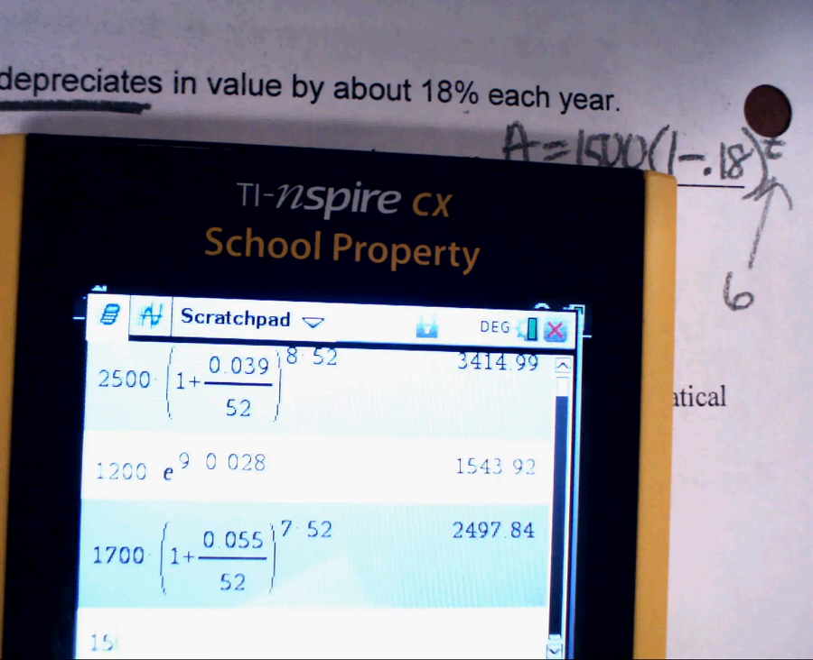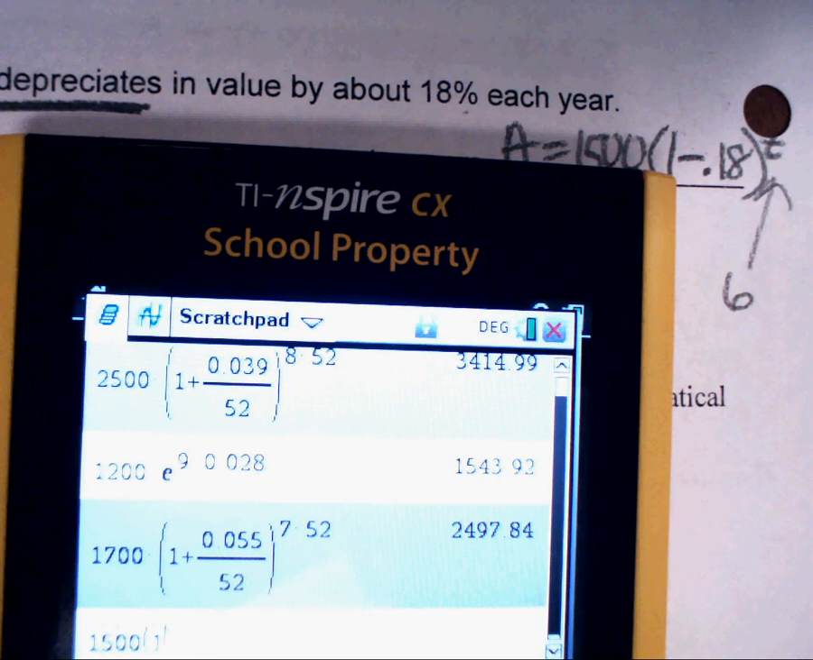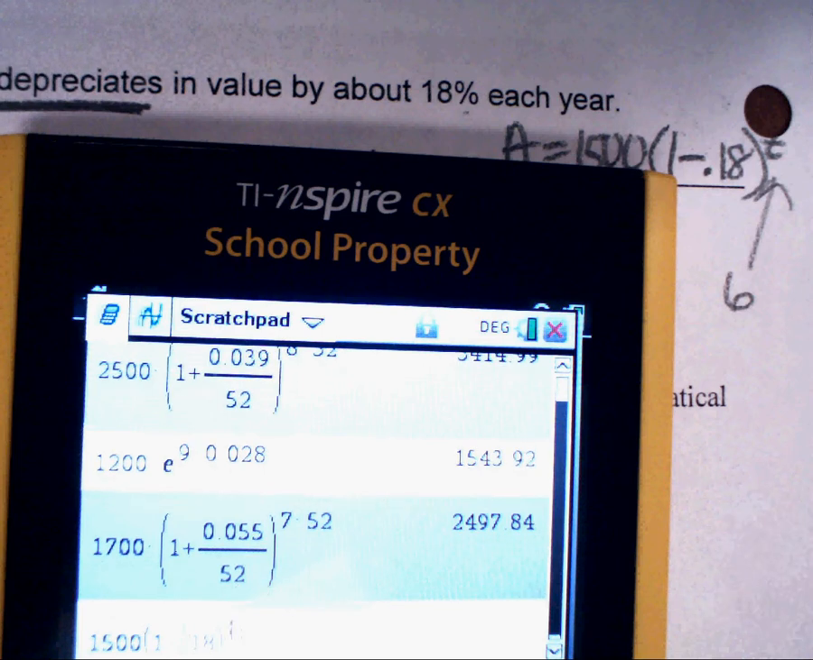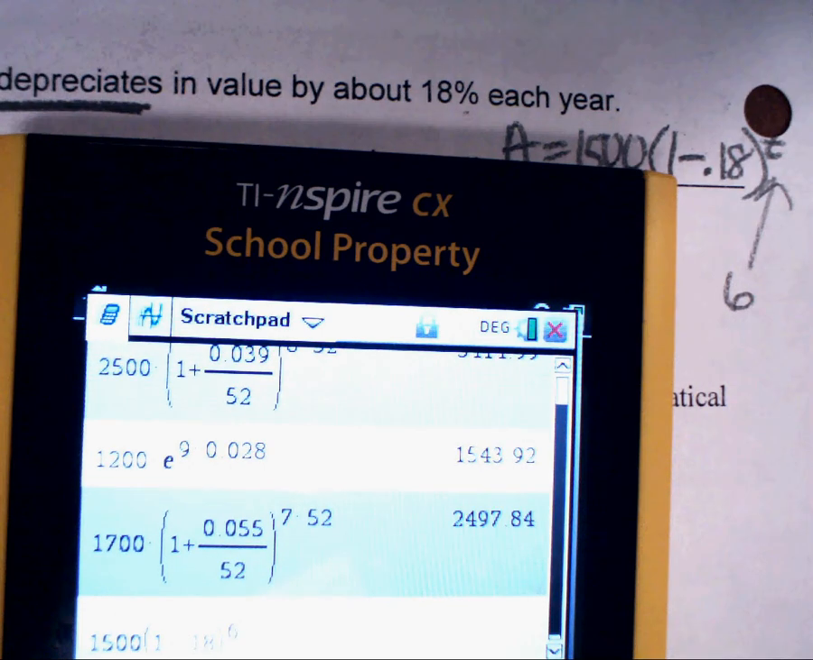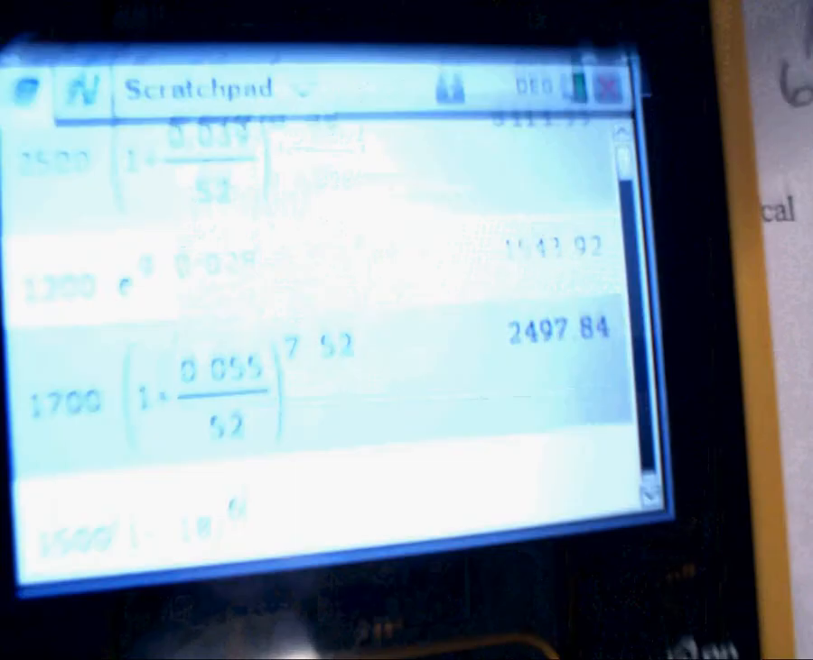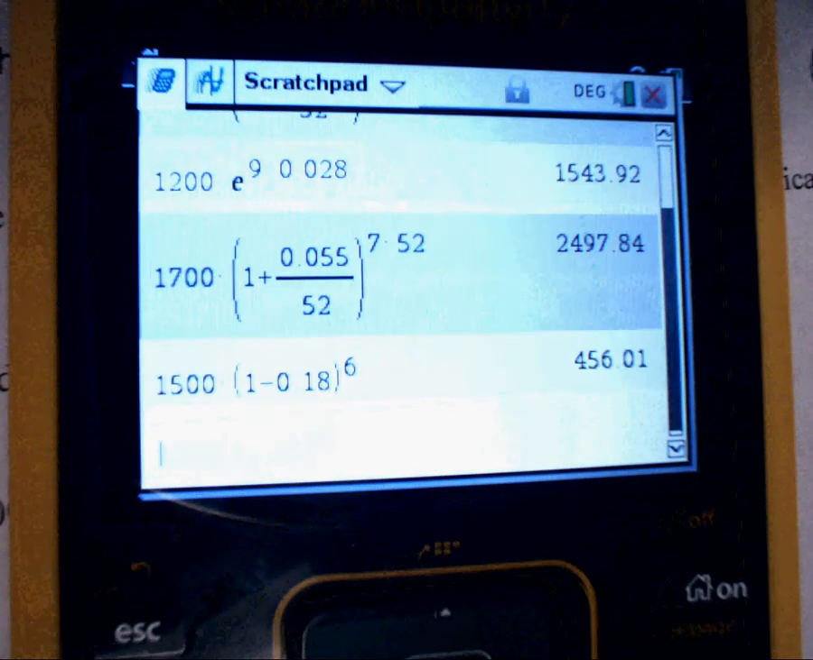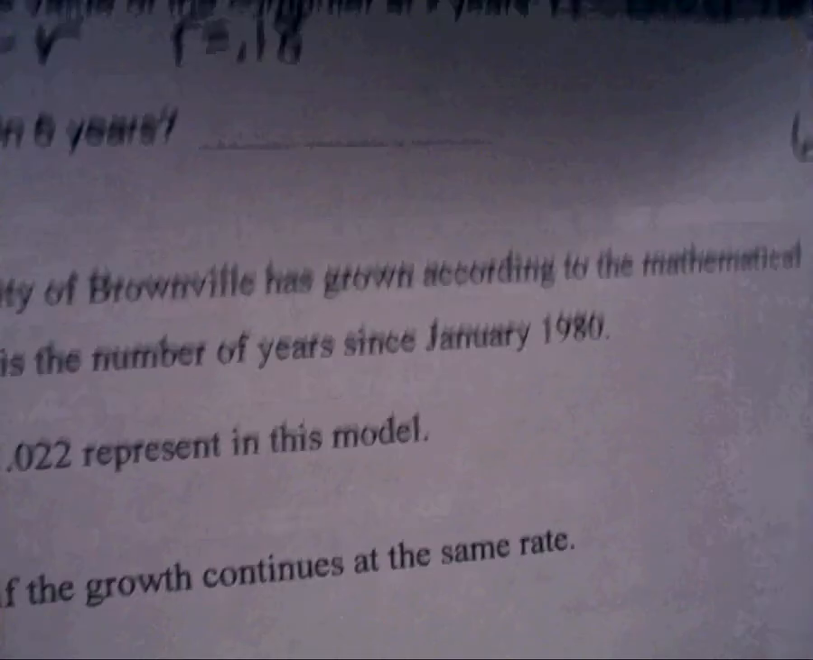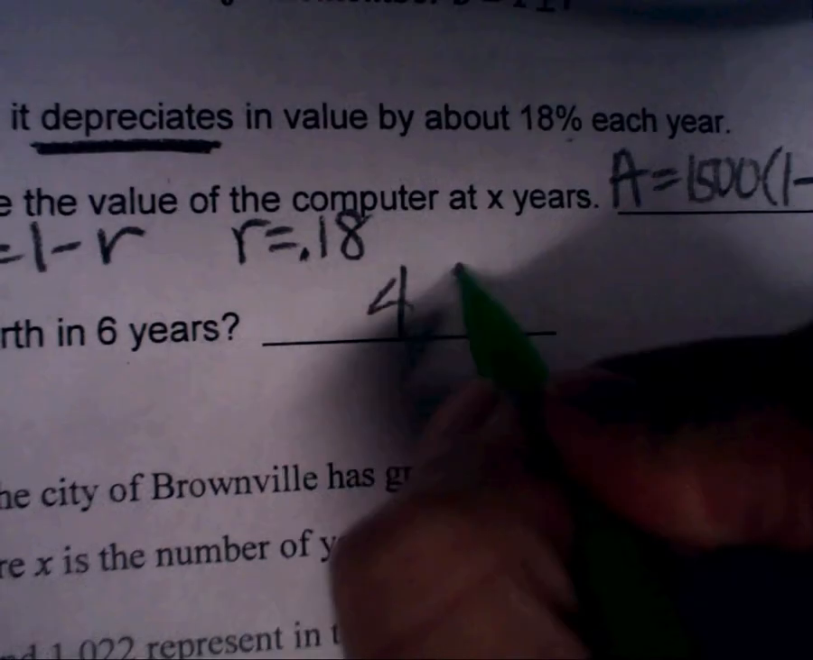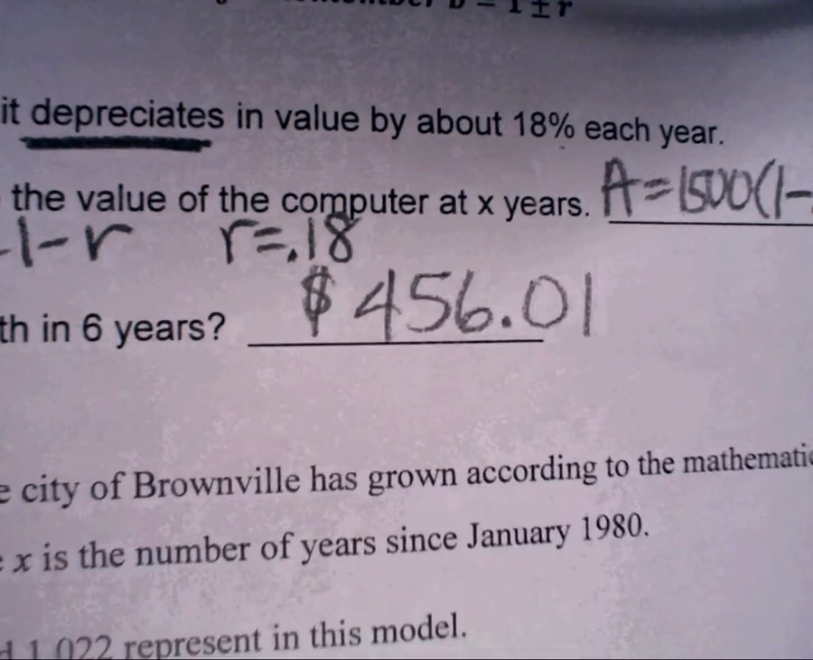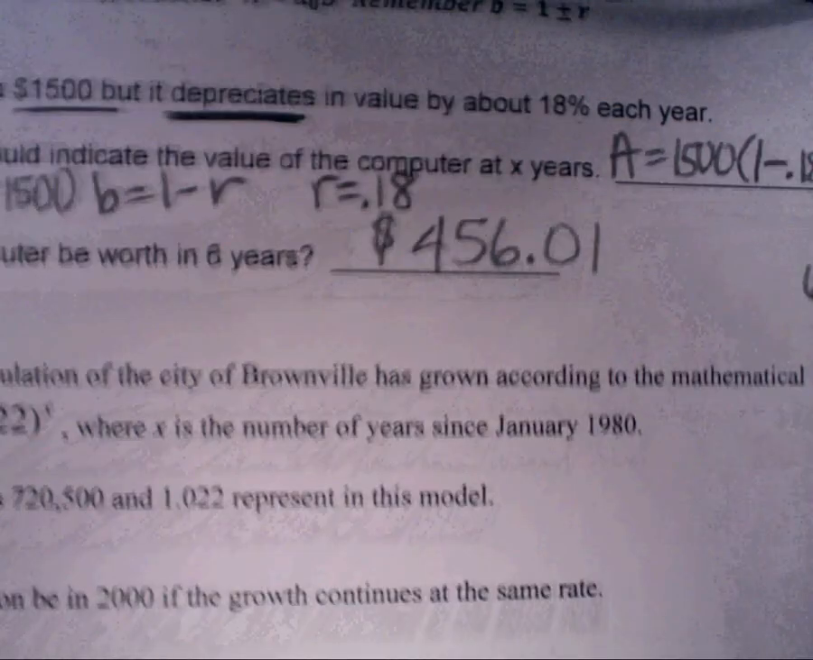Take my calculator. 1500 times (1 minus 0.18) to the 6. You can't see that. Press enter. And the value of my computer went down. It should have gone down. It should not go up because it said it's decreasing. So that's what it's worth after 6 years.